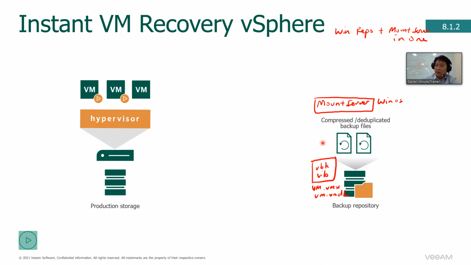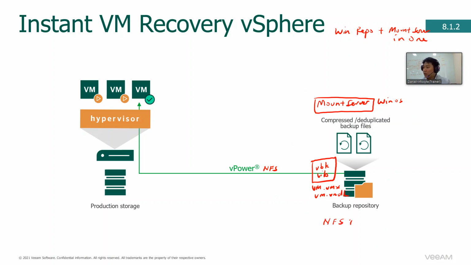So after we have this ready, now when I trigger the task, for example, your production VM is now down, I trigger instant VM recovery. We are utilizing the vPower function. So in VMware, they call it vPower NFS. What they do here is they are initially mounting your particular backup data into an NFS datastore, right? An NFS datastore.